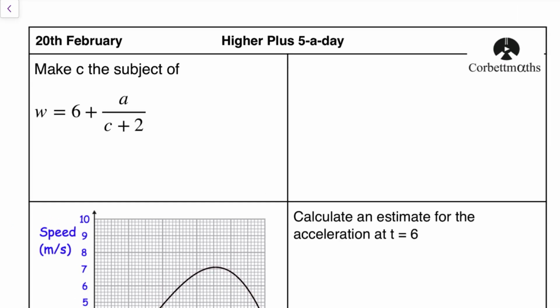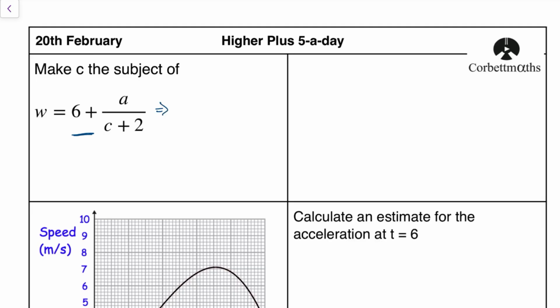Okay, so what do we have? So we have a make C the subject question. In other words, I want to rearrange this equation so it says C is equal to something. Now, this is a slightly tricky one because I've got a 6 plus here, so it's easy to get this one wrong, but actually just follow the steps that you know and learned.